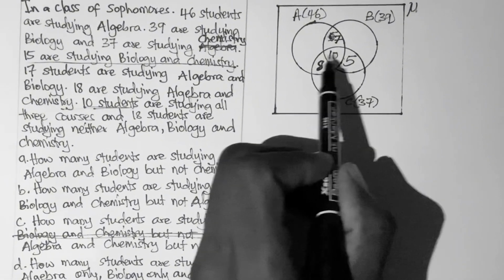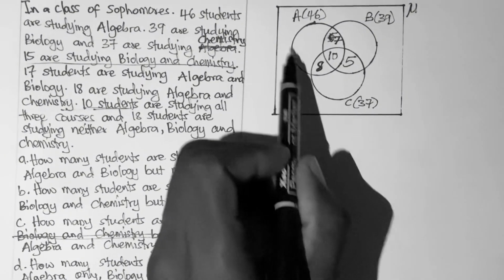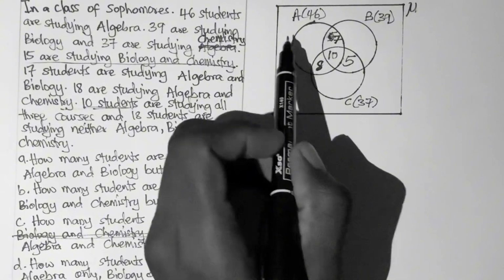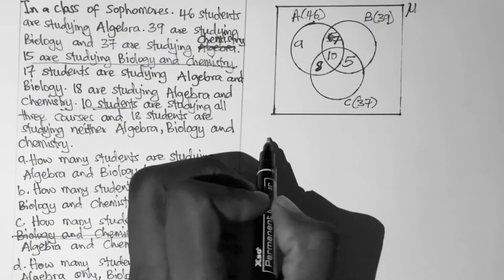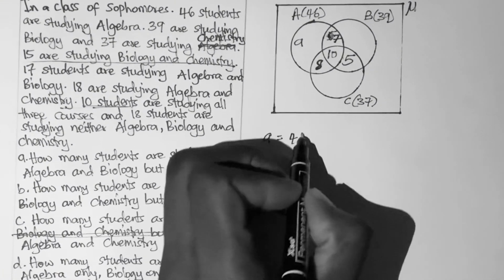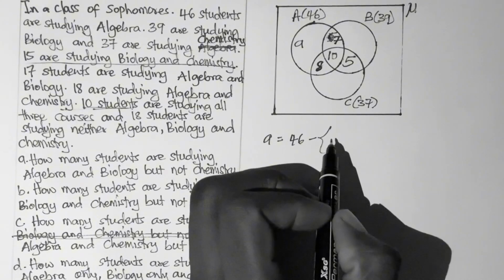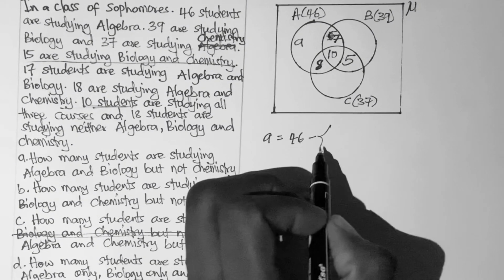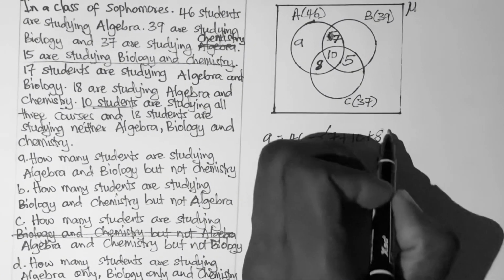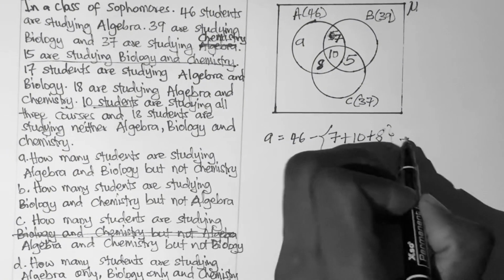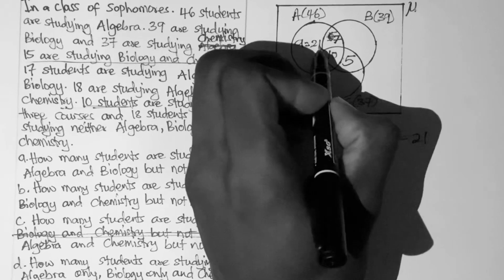So having found this, the next thing is to find these other three regions. We know that here is 46. So to be able to find this region, let's assume that it is small a. So small a is equal to 46 minus the sum of all the other regions that are subsets of the region A. In this case, it will be 7 plus 10 plus 8. And when you do this, we are going to get 21. So here A is equal to 21.